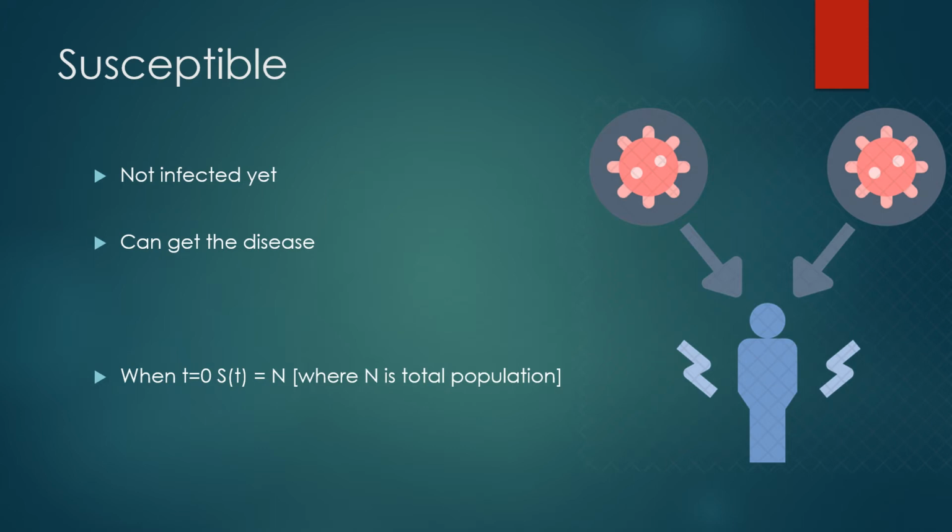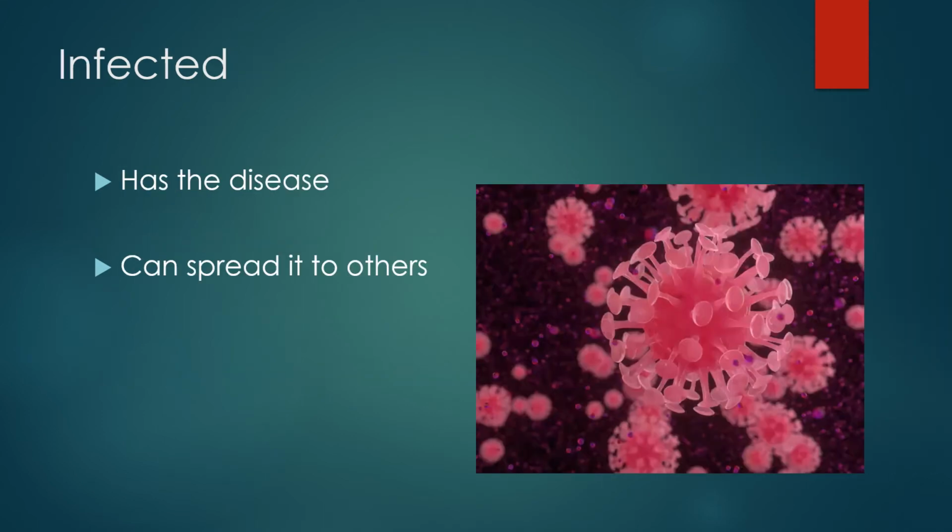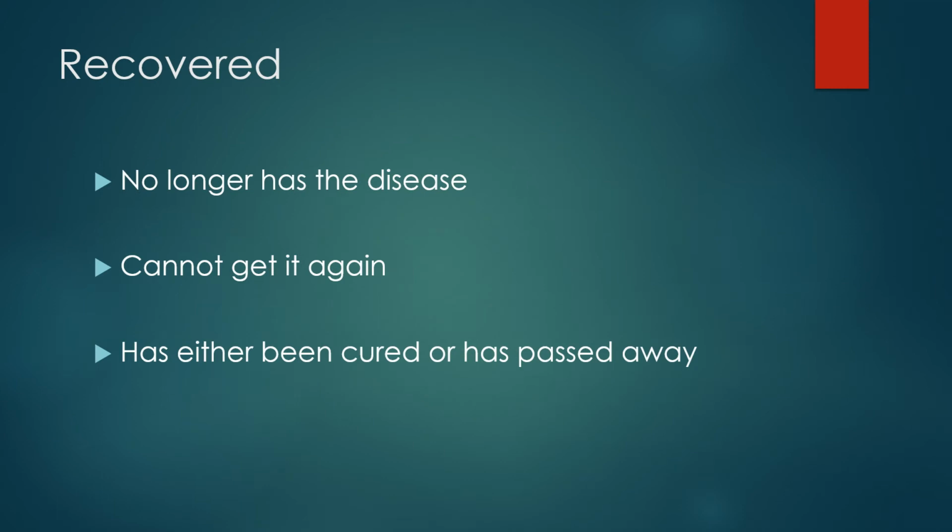The susceptible is anyone who can get the disease, which is everyone, apart from people who are immune, but the SIR model doesn't take this into account. Then the infected is the people who have been infected by the disease. This is self-explanatory. So you go from being susceptible to being infected, and then from infected to being recovered. Recovered is people who have had the disease, and they've either recovered, been cured, or passed away. So if you add the susceptible, the infected and the recovered, you should get the total population.